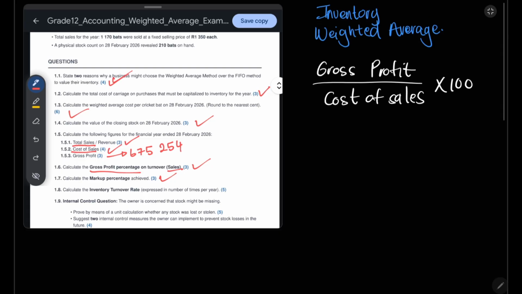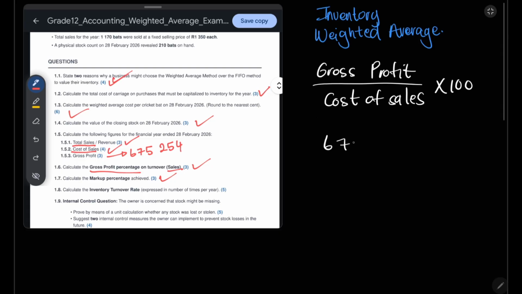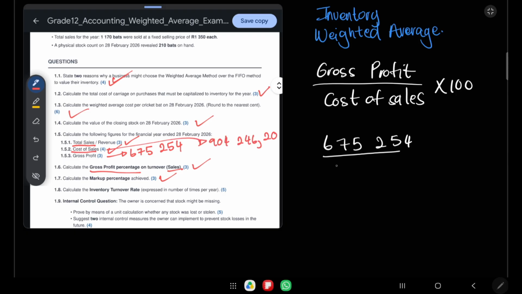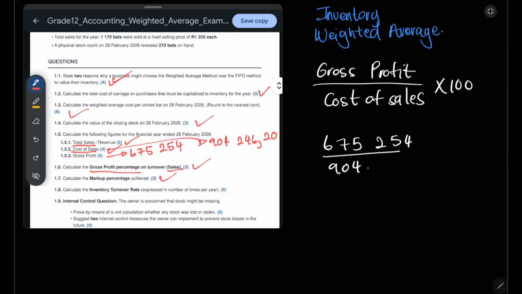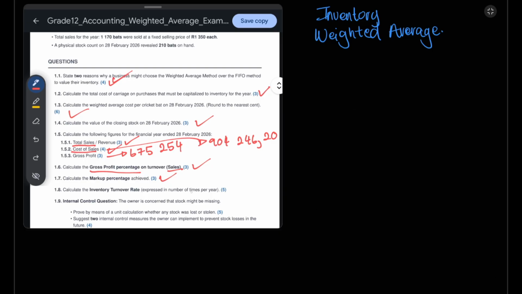Now let's substitute. You said that our gross profit is 675,254 over our cost of sales, which is 904,246.20, times 100. Your markup percentage should be 74.68 when you round it off to 2 decimal places. And let's move to the next question.